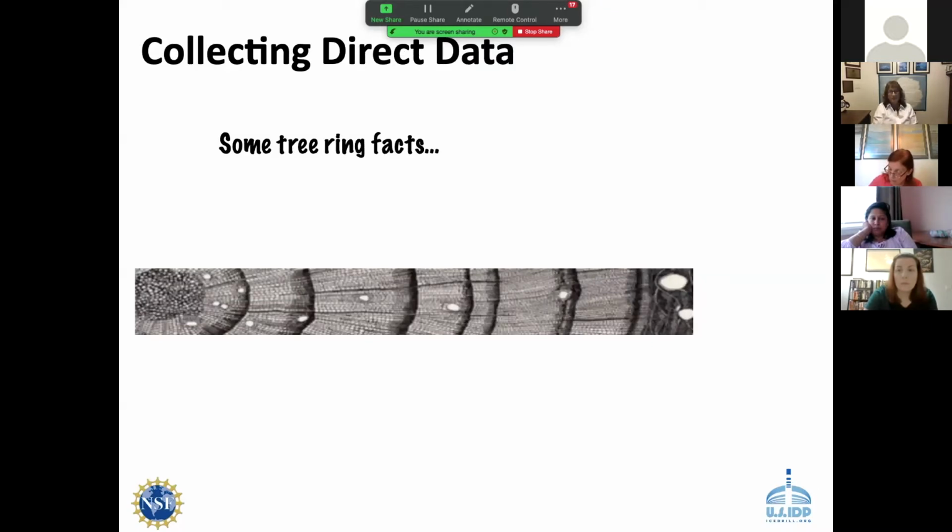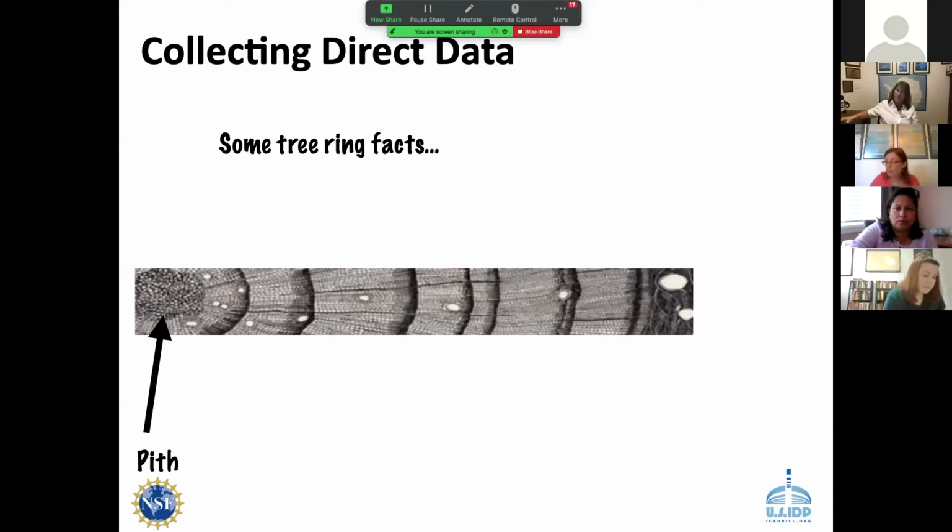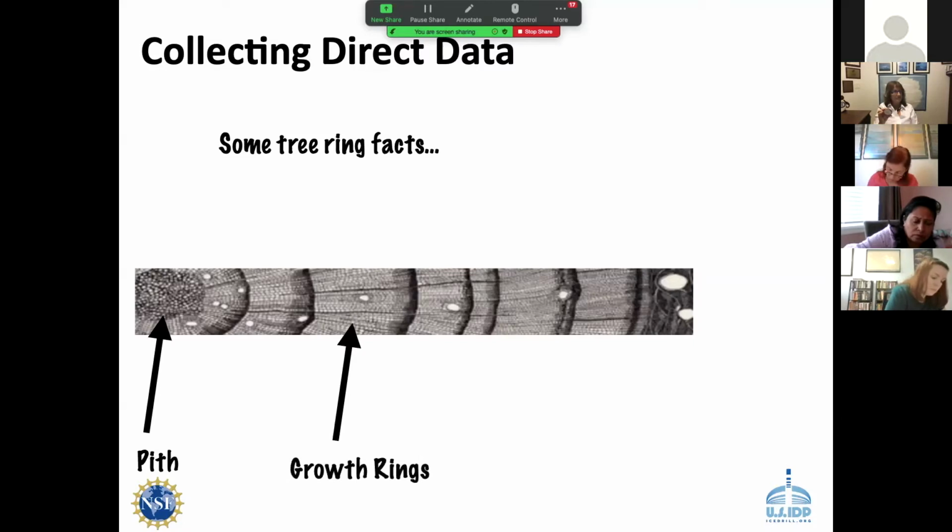Let's also talk about just some direct facts about tree rings. These were some of the things that you wondered. That middle part that looks different on your tree ring, that is actually called the pith. We're going to actually be focused on the other part outside the pith. These are called growth rings. And the very outside part there, that is the bark.